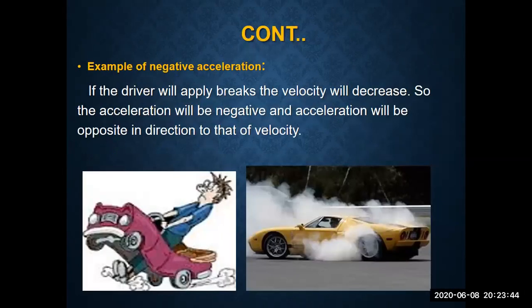So what are the examples of negative acceleration? If the driver applies the brakes, the velocity will decrease. So the acceleration will be negative. Sorry, the acceleration will be opposite to the direction of that body. I am repeating: if the driver applies the brakes, the velocity will decrease, so the acceleration will be negative. What will be the direction of acceleration? Velocity and acceleration will be opposite to each other. If the velocity was in front, the acceleration direction will be opposite due to the decrease in velocity.